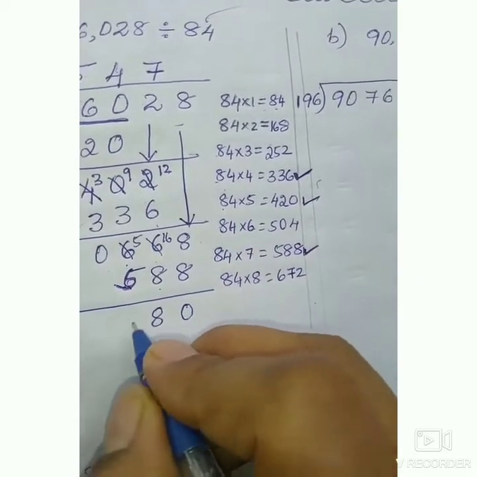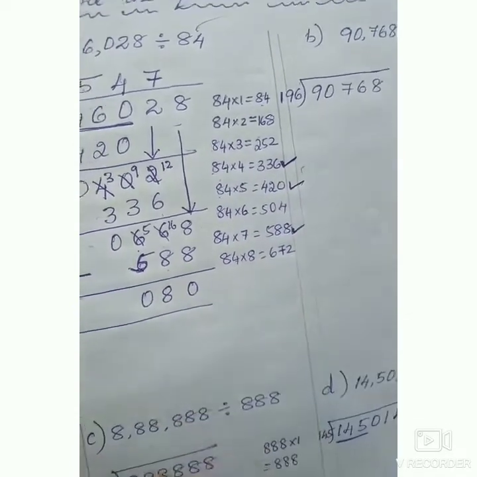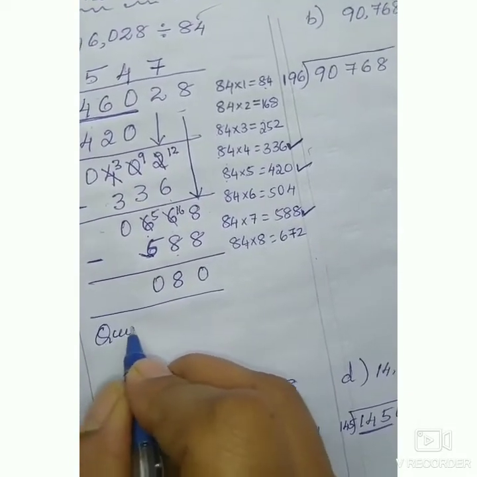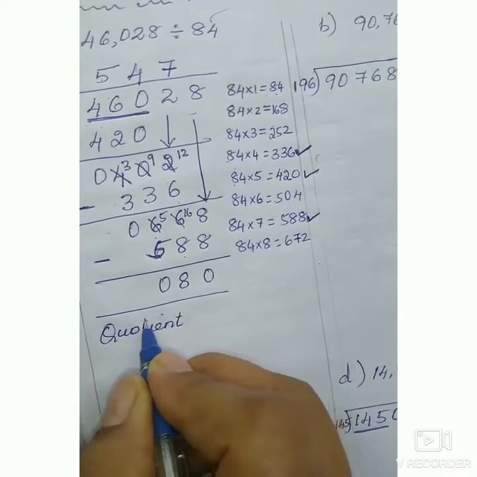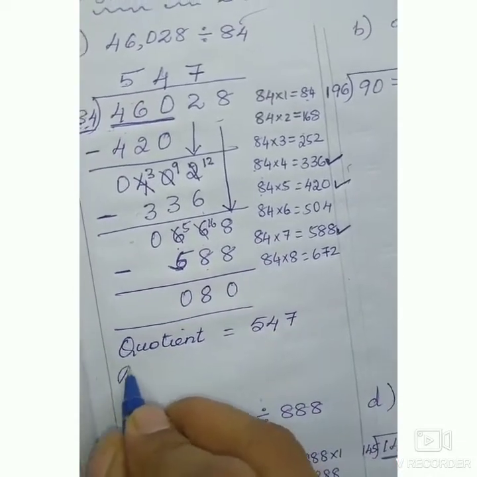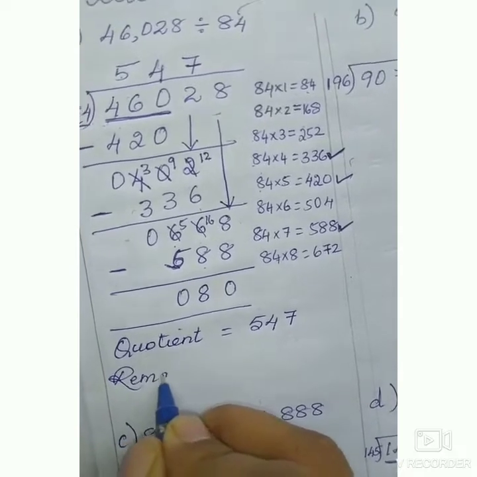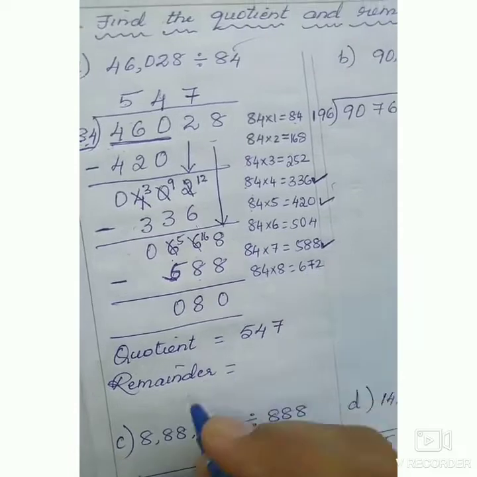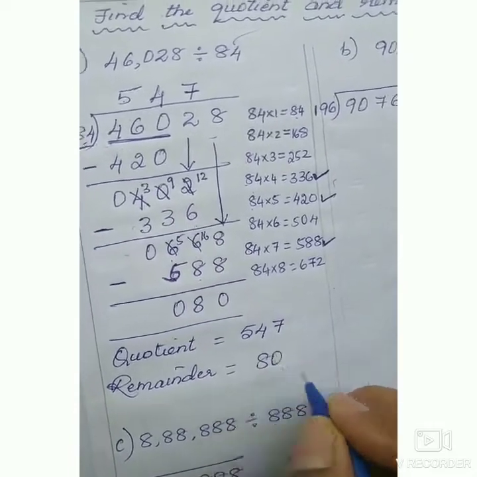16 minus 8 is 8. Again 0. Now here you have to write the quotient and remainder. So you can write quotient is 547 and remainder is, write the spellings correctly. Remainder is, it is in the heading itself, 80.